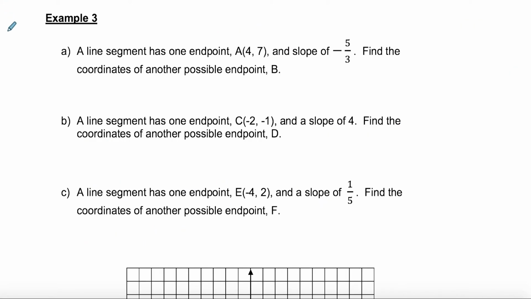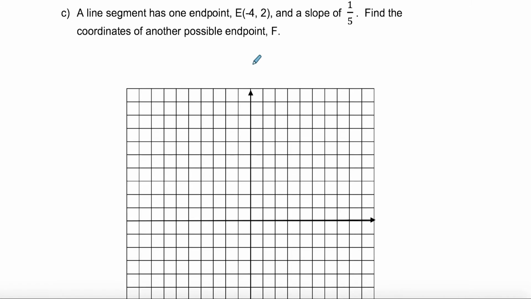Okay, example 3. A line segment has one end point, so it's a line segment. One end point is 4, 7, and it has a slope of -5/3. Find the coordinates of another possible endpoint. Okay, so if we have a point that is 4, 7 on a graph, so this is my x, this is my y. 4, 7, so 1, 2, 3, 4, there's 4. 1, 2, 3, 4, 5, 6, 7. Here's point A. That's 4, 7, so that's 7 over there.